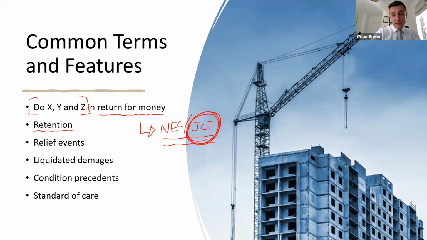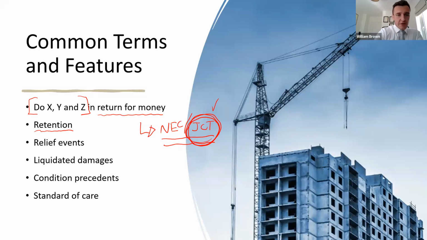So that point illustrates a point we'll make later quite well, that there are differences between these standard forms. You know, retention as a prime example is very different under the JCT compared to the NEC, at least in its unamended form. You would normally see that part of the JCT tweaked and removed.